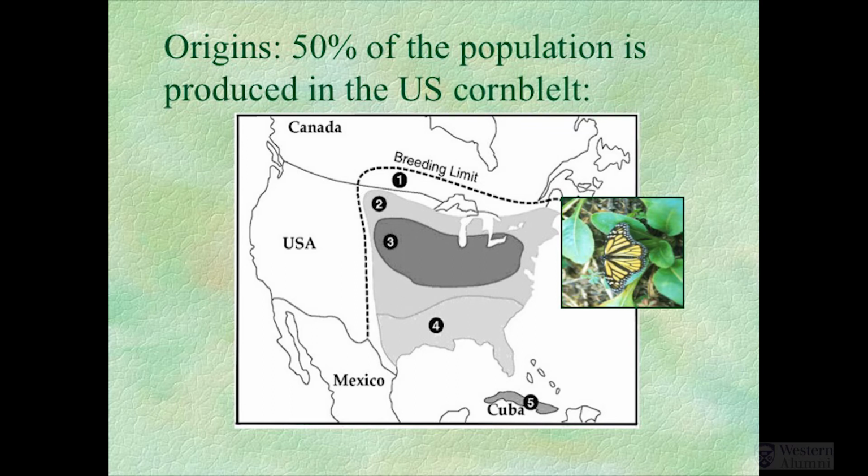So what did we find? We found that over 50% of the population was coming from this region. Very little coming from Canada, understandably. We're right at the very end of the route. So we're producing monarchs, but we're not producing the most monarchs. We get about 10% coming from Canada, 50% from the American Midwest.